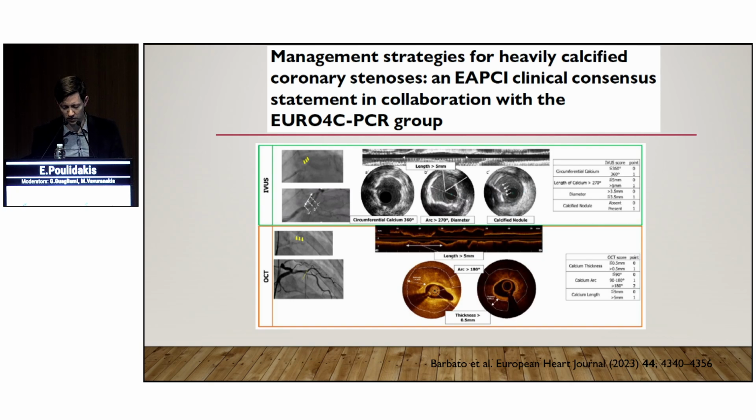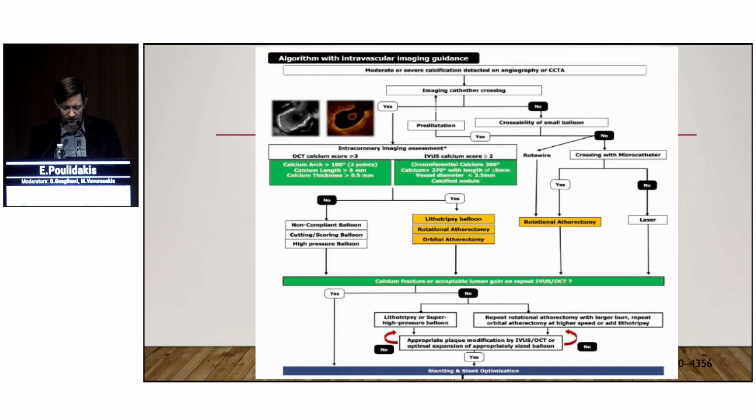Here, the first one is from the European group, which has adopted the scoring systems as previously described. And here in the algorithm, there is an initial provisional predilatation to allow the passage of the catheter. If we have the criteria, either IVUS or OCT, we proceed with calcium-modifying therapies, either atherectomy, rotational or orbital, or lithotripsy. They don't define which technique we should use. This is left to the discretion of the operator. And then we reassess if we need any more therapy.